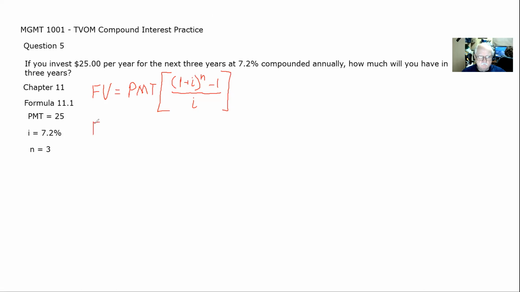So, future value equals 25, 1 plus 7.2% to the power of 3 minus 1 all over 7.2%. So when we try to plug that into our calculator, what does it look like? Let's take a look.